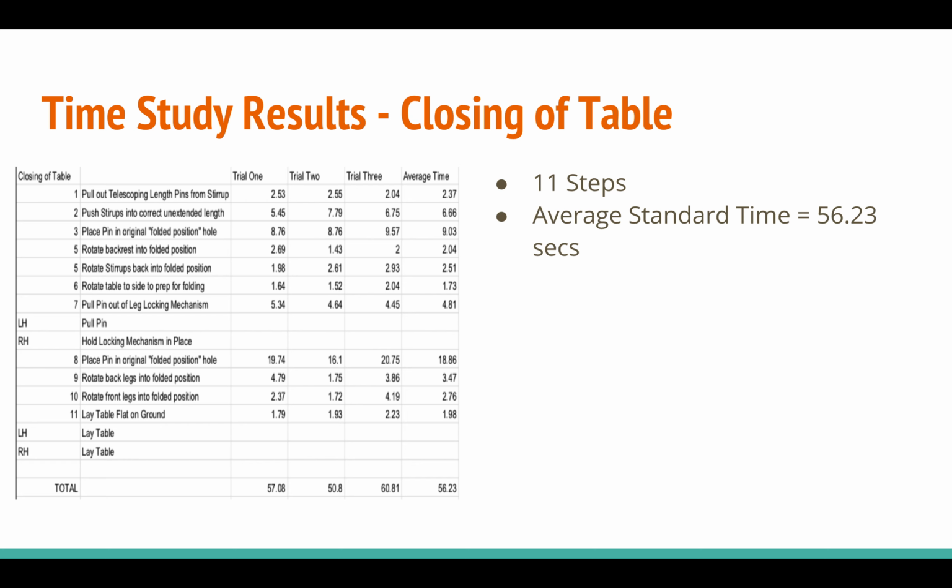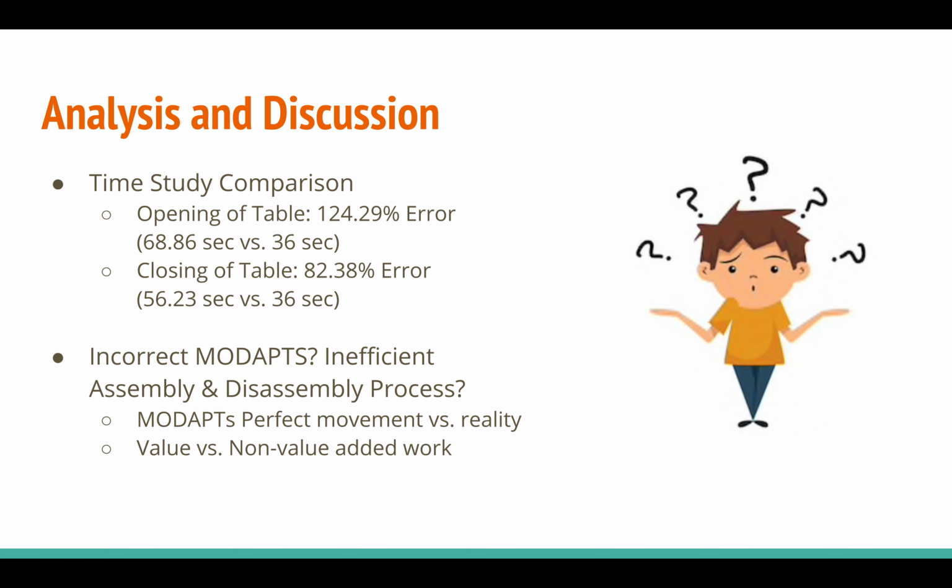Again, 3 trials were conducted for each step, and there was a total of 11 steps to close the table. It can be seen that the average standard time was 56.23 seconds. Again, these steps were lumped together to avoid any timing inconsistencies or errors with very small time increments. We then analyzed the data that we pulled out of our time study and MODAPs analysis and found that there was a 124% error on opening the table and an 82% error when closing the table.